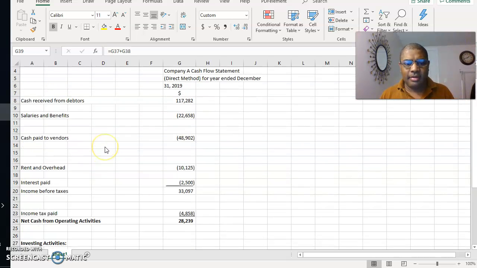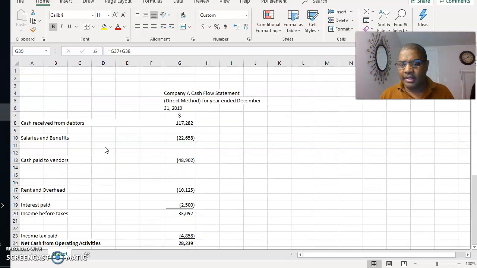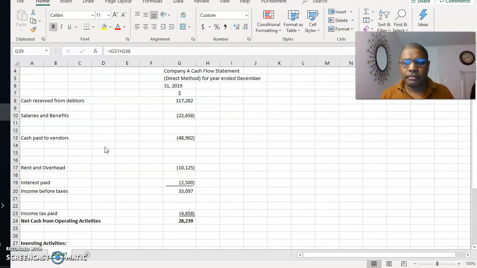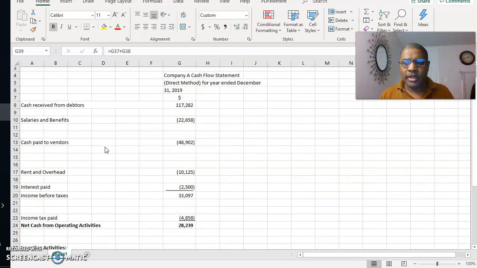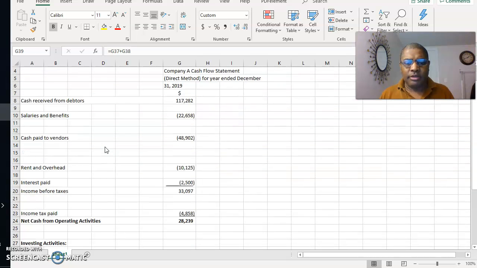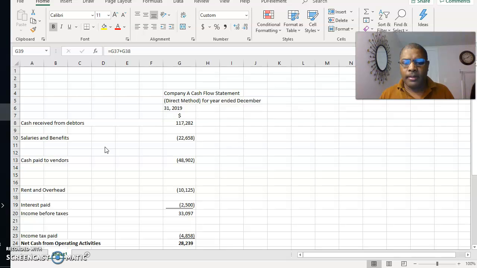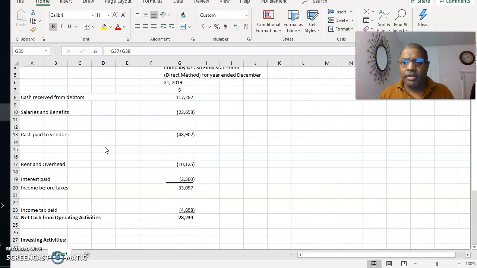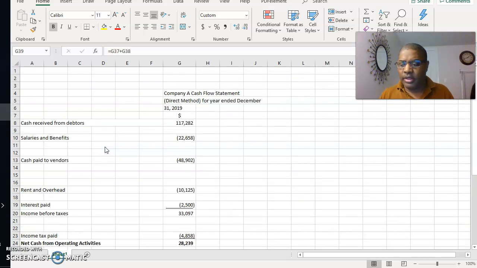My last lesson was about the indirect method of the cash flow. I have a correction to make.